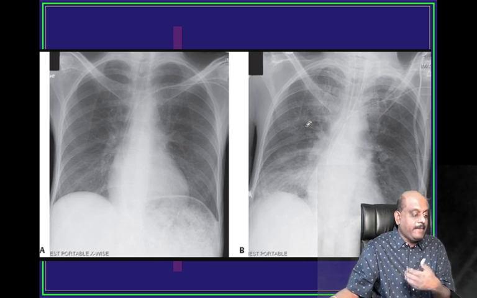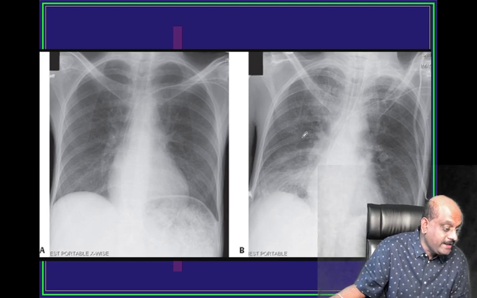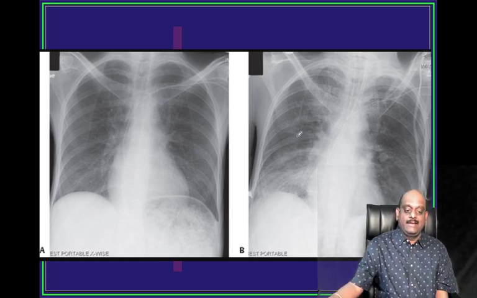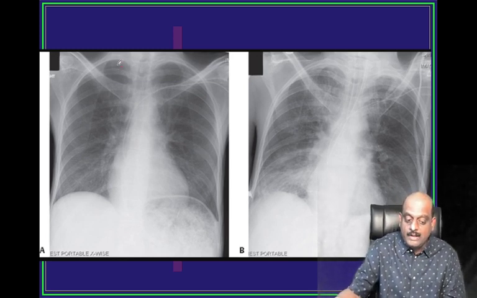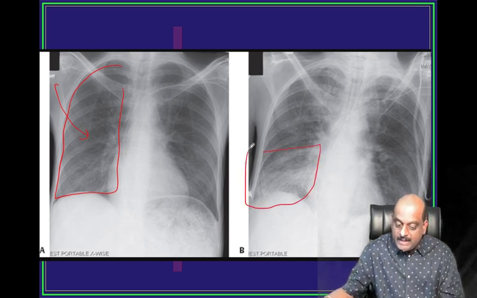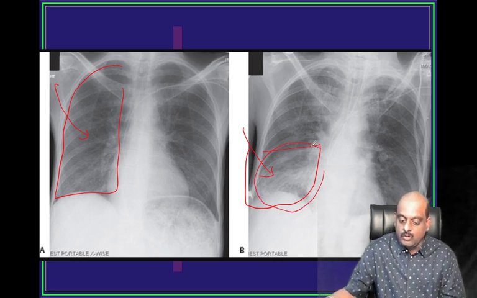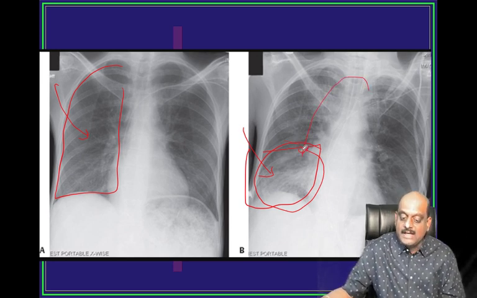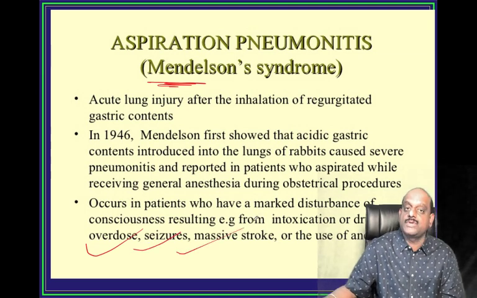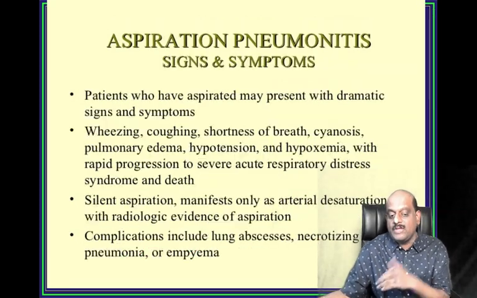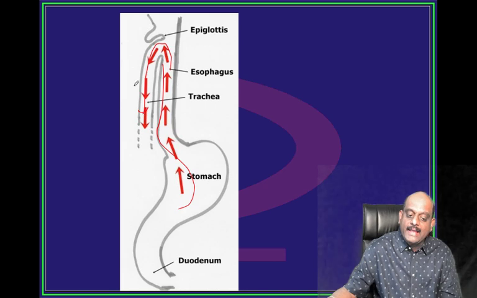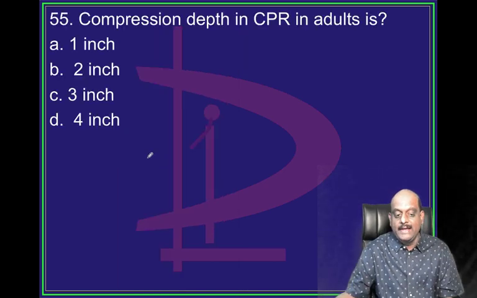So before you post the patient for anesthesia, Pragya rightly says, in pregnancy pH less than 2.5 and volume more than 25 ml is the one responsible, absolutely. Before the patient has Mendelson's, you have a clear right lung field. But because of the aspiration, you can see the right lower lobe is showing opacification. So this is how aspiration has happened in a case of Mendelson syndrome. Any drug overdose, seizures, massive stroke, use of anesthesia, anything can lead to aspiration, leading to Mendelson's. The stomach contents go up the esophagus into the trachea, causing aspiration, which is called Mendelson's.